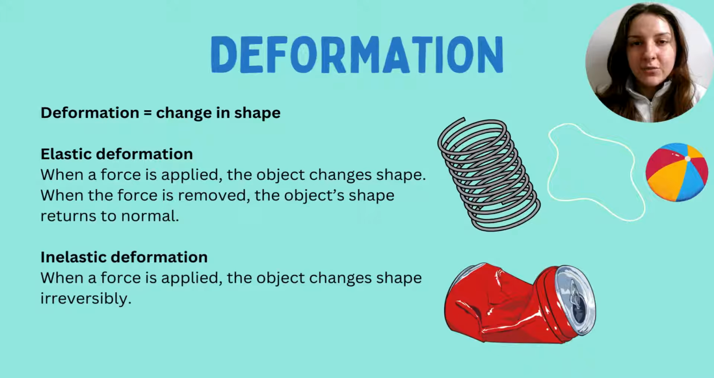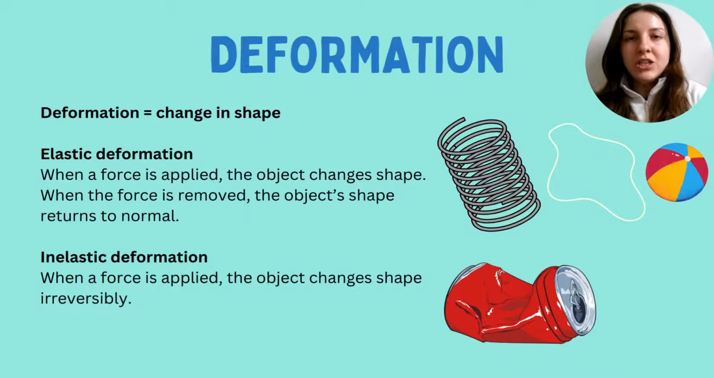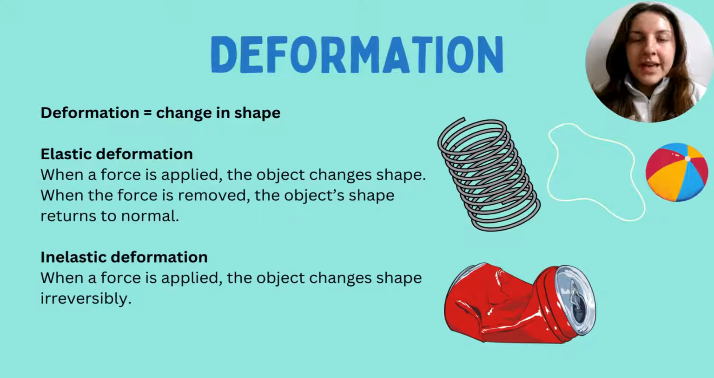We have elastic deformation, which means when a force is applied to an object, the object changes shape, but once that force has been removed, the object's shape returns to its original form. So the word elastic means that it has the ability to change but go back to its original place. In the case of inelastic deformation, this is when a force is applied to an object, but once that force is removed, the object never goes back to its original place. And deformation, in this sense, is irreversible.